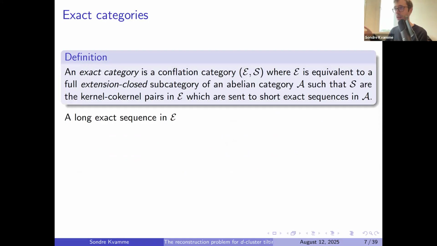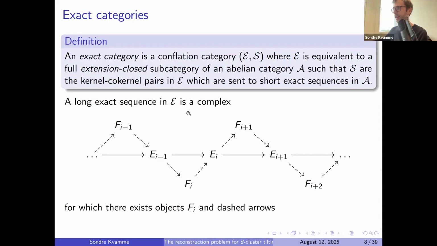Just to illustrate how this works, I want to tell you what a long exact sequence in an exact category is. It is a complex, so the composite of any two morphisms is 0. And normally you will require it to be acyclic, so the image of one morphism should be the kernel of the consecutive one. For an exact category, you have to be a bit more careful, but exactness can be defined in the following way.